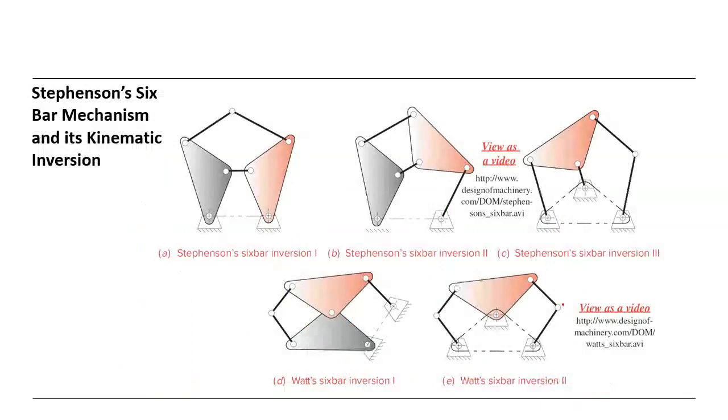Then here we have Stefan's six bar mechanism, the six bar kinematic chain. So this is 1, 2, 3, 4, 5, 6: five different mechanisms come from the six bar. We call it Stefan's six bar inversion or six bar mechanism because the scientist Stefan developed it.